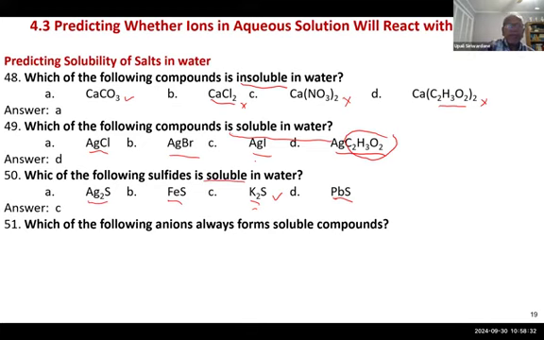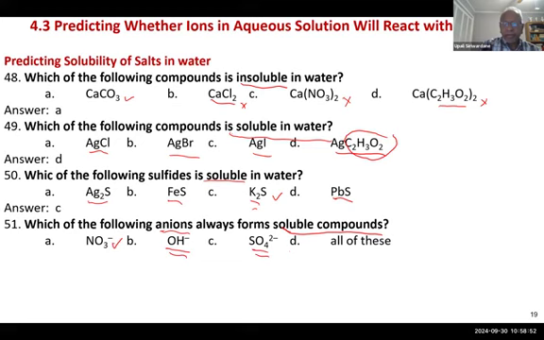Which of the following anions always form soluble compounds? Anions. Nitrate, we know that. Hydroxide, there are exceptions. Sulfate has exceptions. Always means every single one. Therefore, the answer is A.